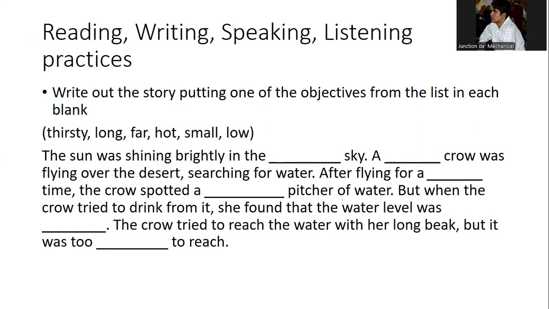The sun was shining brightly in the blank sky. What kind of sky is it? A blank crow was flying over the desert searching for water. After flying for a blank time, the crow spotted a blank pitcher of water. But when the crow tried to drink from it, she found that the water level was blank. The crow tried to reach the water with her long beak, but it was too blank to reach. Please pause the video and try to find out the answers on your own.